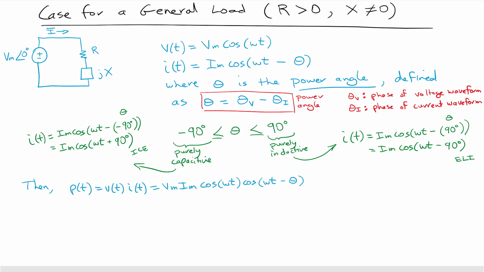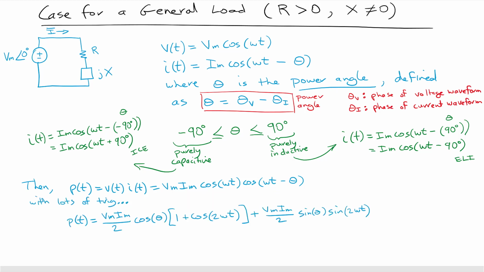So then we can repeat our analysis for power, where we multiply the voltage and the current waveforms, and we get Vm times Im times cos(omega t) for the voltage part, and then times cos(omega t minus theta) for the current part. Now, with a lot of complicated trigonometry, we can get a big, long, complicated expression.